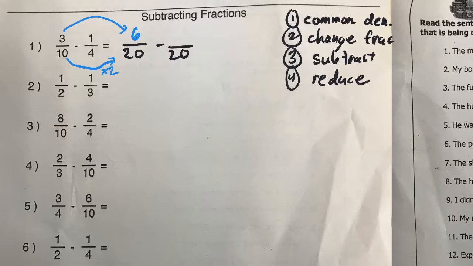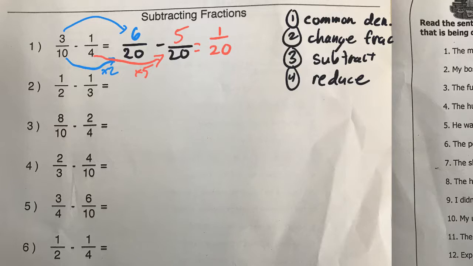And then how about 1/4? 4 times what is 20? It's 4 times 5. 1 times 5 is 5. Now I can subtract, and I have 1/20th, and that cannot be reduced. So I can leave it as it is.